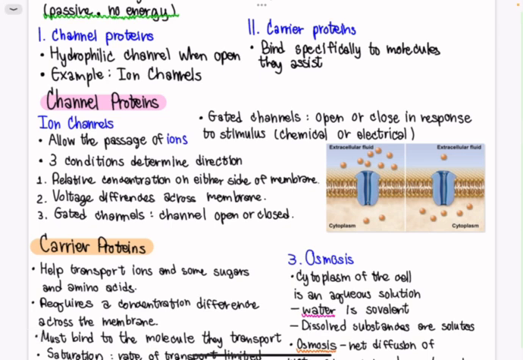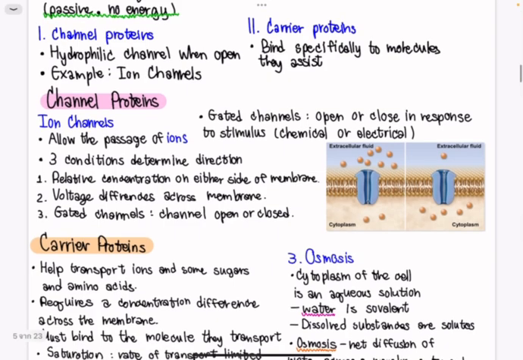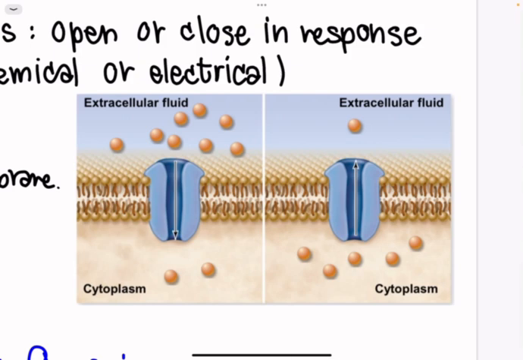Channel protein. An ion channel allows the passage of ions. A gated channel opens or closes in response to a stimulus, chemical or electrical. Three conditions determine direction. First, relative concentration on either side of the membrane. Second, voltage difference across the membrane. And third, whether the gated channel is open or closed. This is a picture of channel proteins.